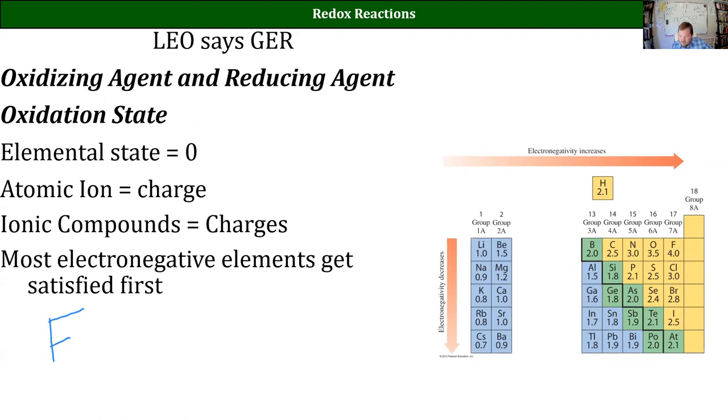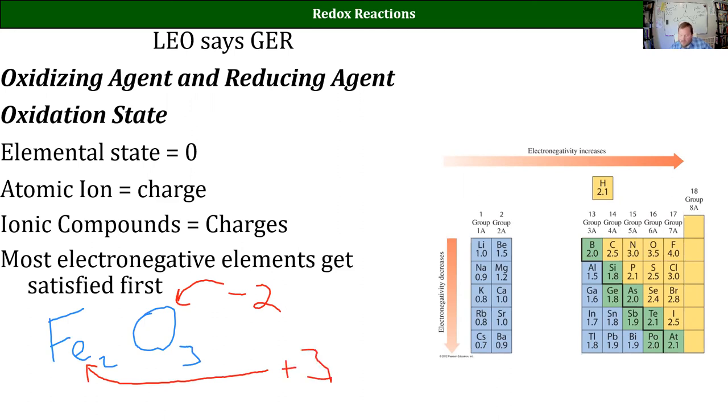If I had Fe2O3, well, I know oxide, when it's stable, is always a negative two charge. And that means that we can tell that the iron must be plus three. Those are the oxidation states. If it's a simple, what we call a binary compound, meaning it's just two ions that add up to a charge of zero, the oxidation state is just the charge. And if the oxidation state changes, it's a redox reaction.